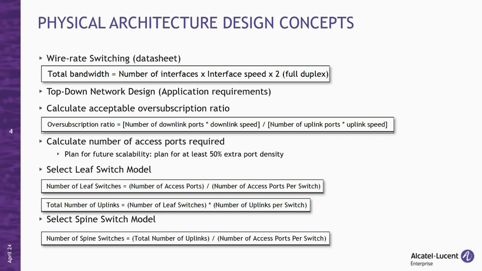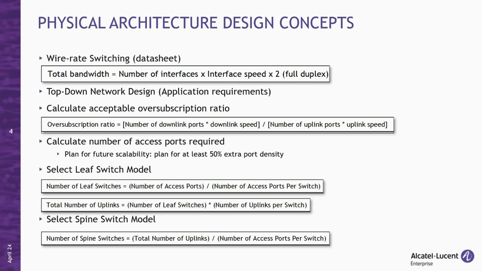In terms of the physical design, first you have to choose wire rate switches, especially in the spine nodes. Since most of the traffic is east-west, spine switches need to switch the traffic as fast as possible for inter-leaf traffic. Based on your application requirements, you can calculate an acceptable oversubscription ratio based on the formula shown here in the slide.